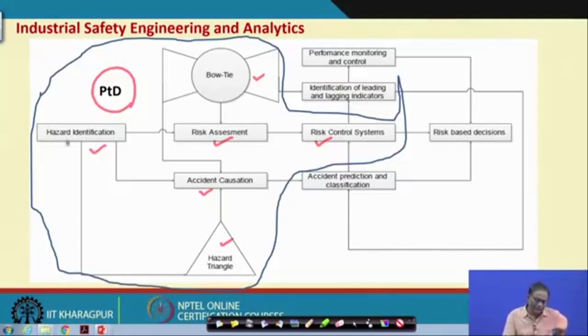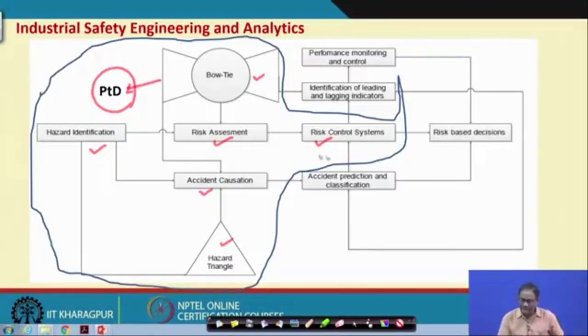I told what is hazard, hazard identification, followed by hazard triangle. Then using hazard triangle, I showed you how accident causation can be done using safety domain ontology. And then I said that there will be risk, individual and societal risk, and there is a risk assessment process. And we will discuss different hazard identification techniques and analysis techniques. Primarily under risk assessment, we will be discussing fault tree analysis and event tree analysis. These two collectively give you another tool called bow tie, and this bow tie is a beautiful tool for implementing PTD.